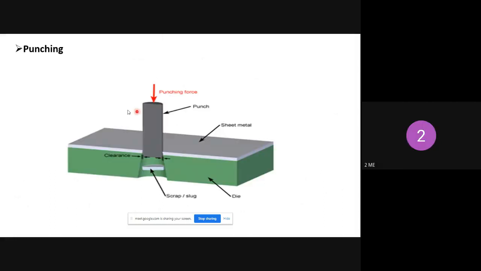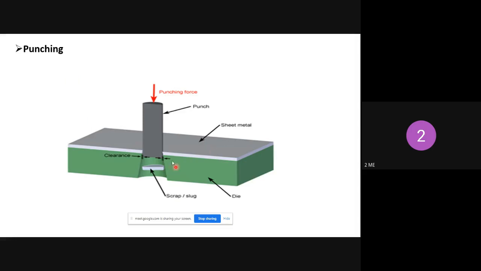Okay, so the next one is the punching process. This punching process is similar to the piercing operation. The whole product in the sheet metal is useful, and the remaining portion is called scrap. This punching operation is mainly used to produce a hole in a sheet metal. Here also the removed product is called scrap.